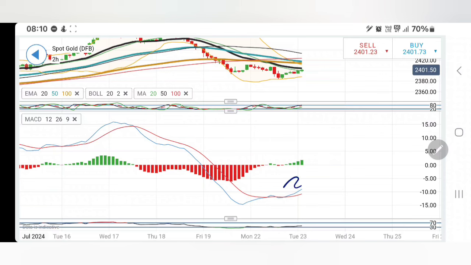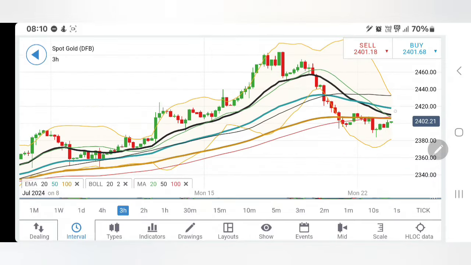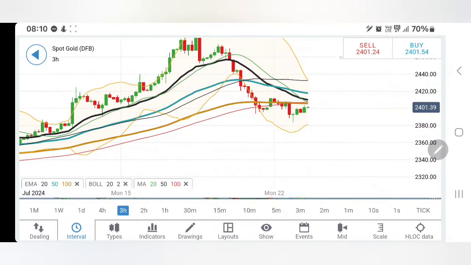Stochastic rising, the MACD has crossed over here at the bottom. See, trading with divergence suggests that it can continue on the upside. RSI rising. So on the 2 hour charts also supportive for a rise here. But see, the only thing getting bearish is the crossover in the moving averages. This is not a good sign.